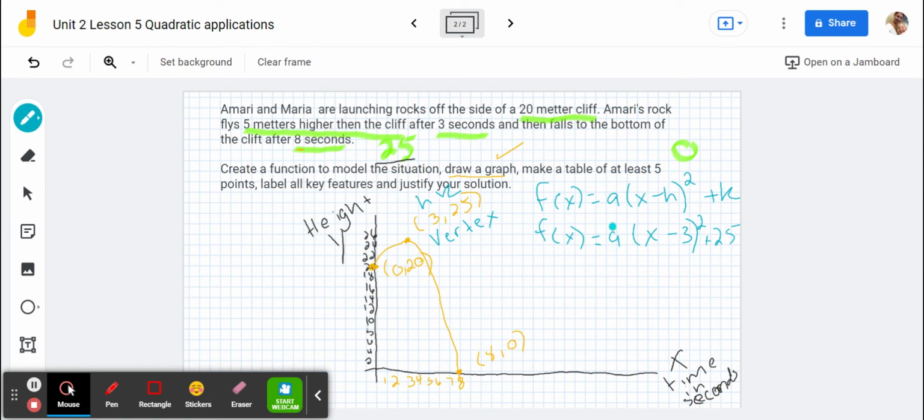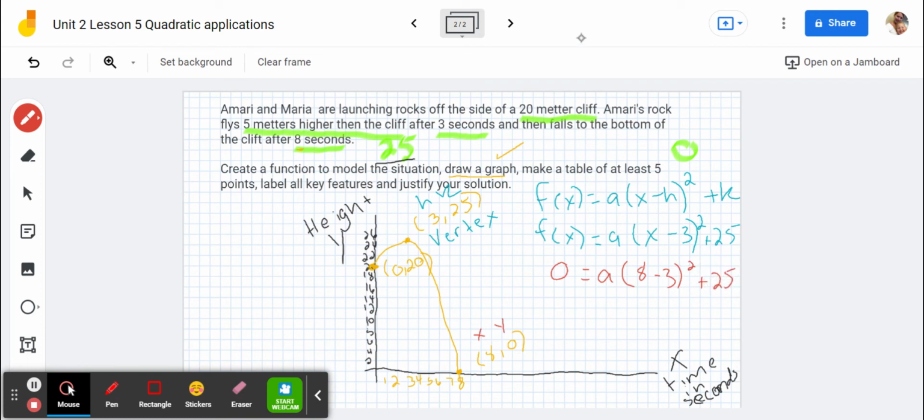There's no special way to plug in a. So what I can do then is use any other point I want to solve for a. So I'm going to use this one right here, okay? And this is my x and this is my y. So my y is 0 equals a, what I still need, 8 minus 3 squared plus 25.